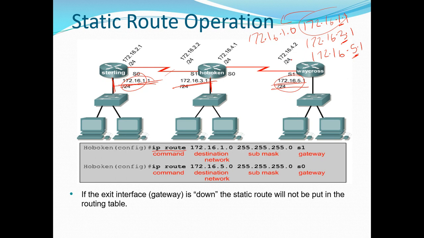So the network address for this one is going to be 172.16.1.0. You know how to find that. The network address must start from zero. If you have dot one, it has to start from zero. And then 172.16.3.0 is for this one. And another one for this one will be 172.16.5.0. This is the network address for this one.